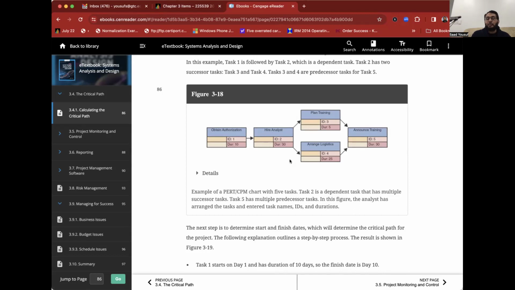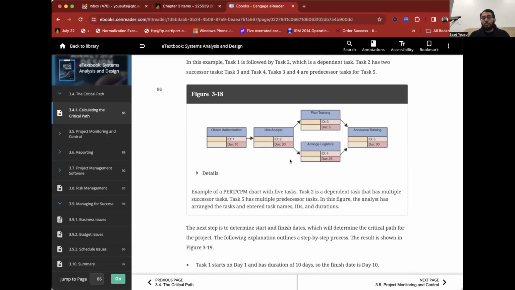So the critical path will be the longest path, which will be obtain authorization, hire analysts, arrange logistics, and announce training. Because we know arrange logistics will be running for 25 days and plan training will only be running for 5 days. So plan training actually has 20 slack days before it needs to be completed, before announce training can start.